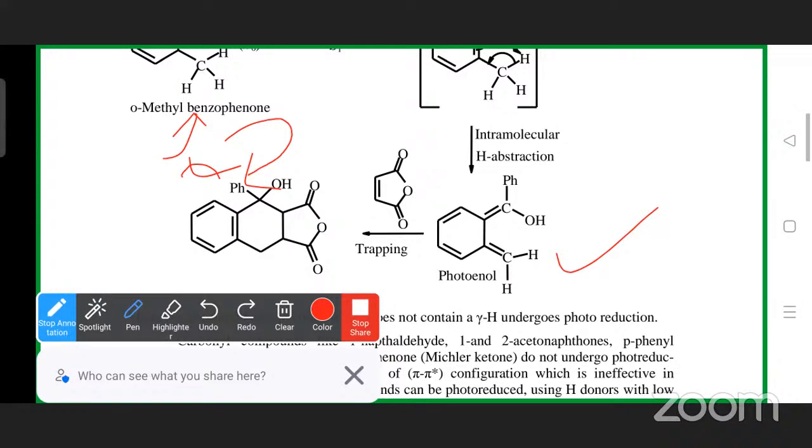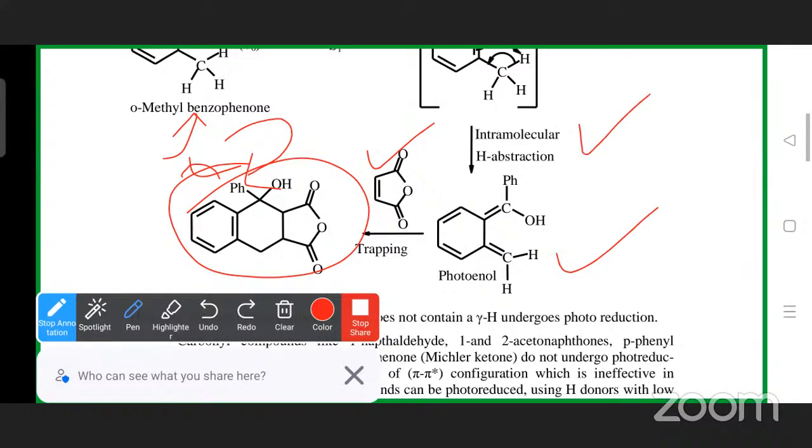The formation of this one will be confirmed by trapping this compound with maleic anhydride, where we are doing the trapping of intermediates. When you trap this product with maleic anhydride, we get this derivative. So it confirms that instead of photoreduction, it is undergoing the intramolecular rearrangement reaction here.